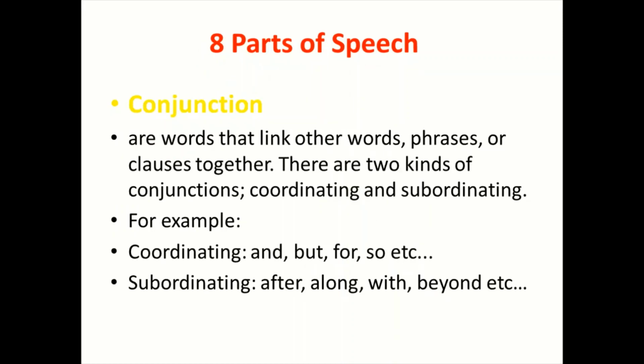Conjunction. Conjunctions are the words that link other words, phrases, or clauses together. Now you must be thinking, what are phrases and clauses? So I will make a video about phrases and clauses very soon. There are two kinds of conjunctions, coordinating and subordinating conjunction. Coordinating conjunctions are fanboys. We used to call them fanboys so that it would be easy to remember. And, but, for, so.